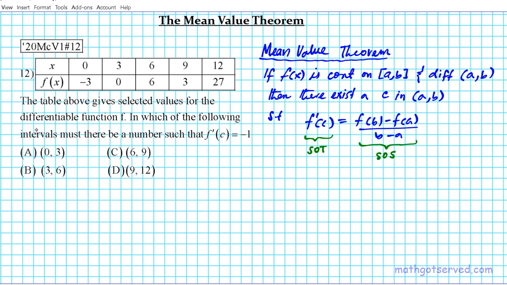All right, so this function is differentiable, so that automatically implies continuity. So it satisfies the hypothesis of the mean value theorem, so we're just looking at the conclusion. Alrighty, so what we're going to do is basically test which intervals would generate an SOS that is equal to -1. Why are we looking for -1? Well, because our SOT, the slope of the tangent line, is equal to -1, so we're looking for which interval satisfies this conclusion here. Alright, so let us start with option letter A.